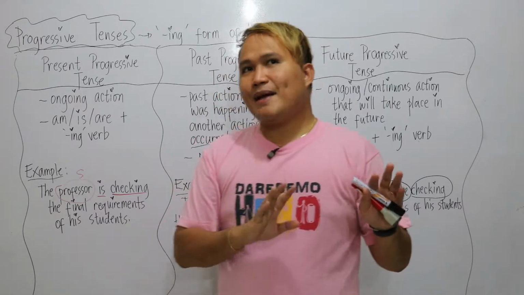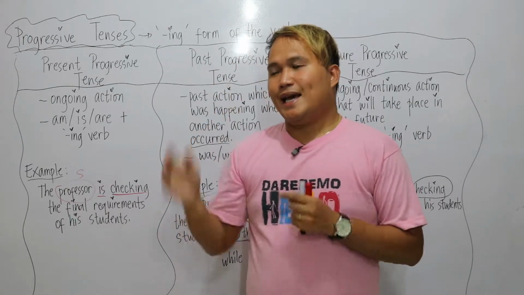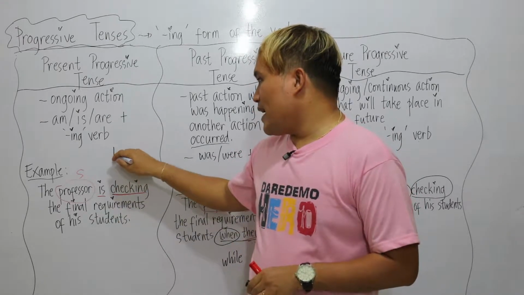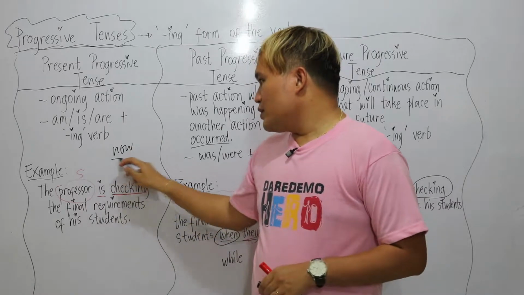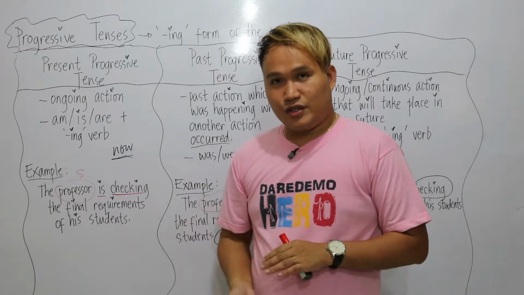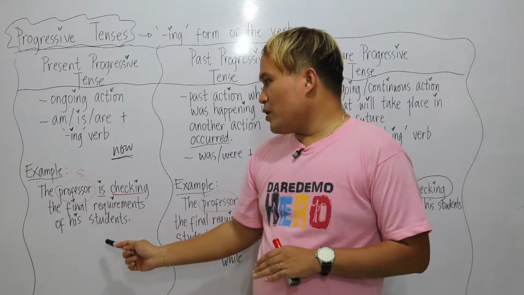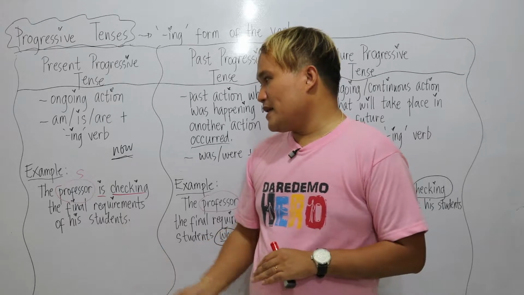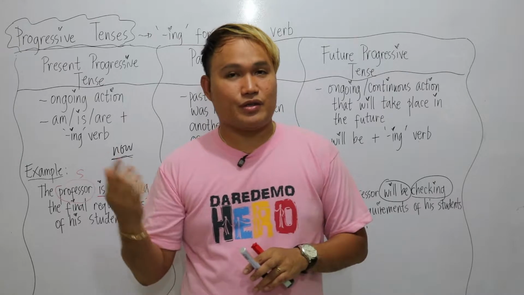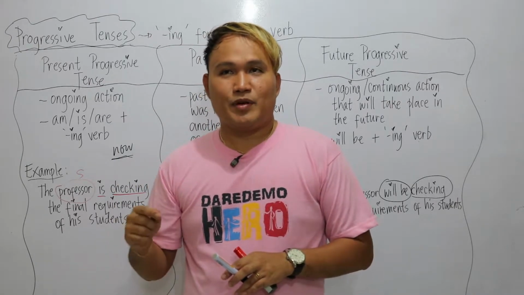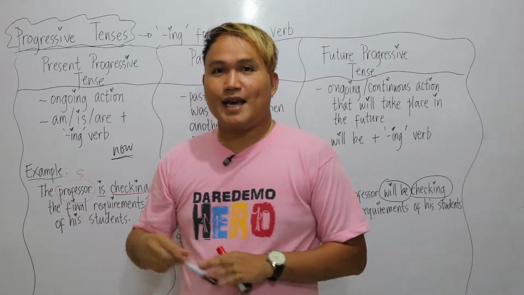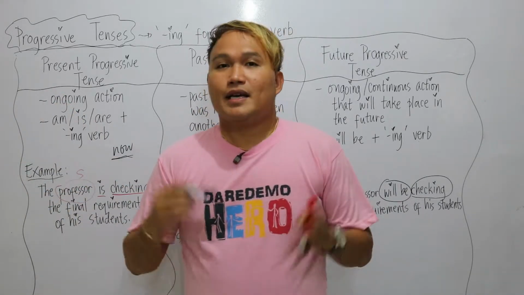Now, some examples of present progressive tense. It has a clue, which is now. So if there's a word now, it refers to an ongoing action. So based on the sentence here, although now is not present in this sentence, it can give you an idea that the action is still ongoing now. It simply refers to an action that is going now, as in right at the moment. That's what present progressive tense is all about.